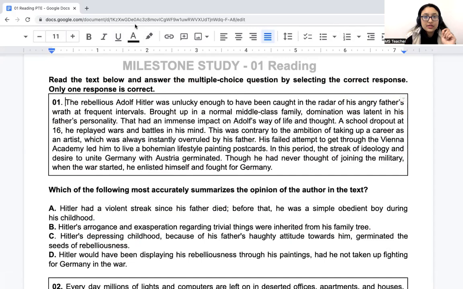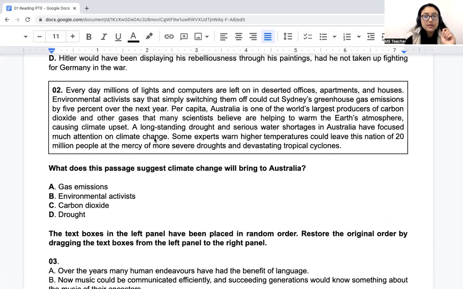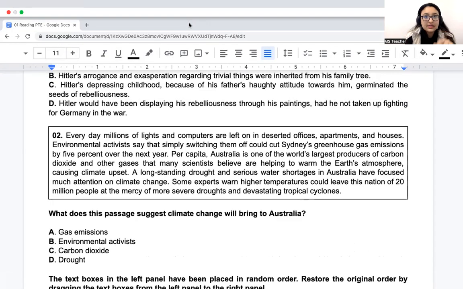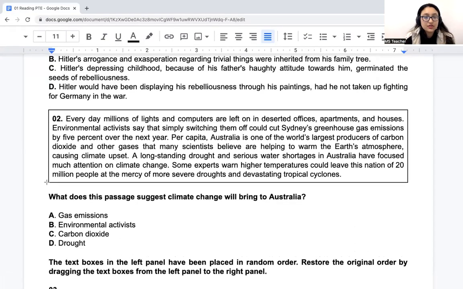This is multiple choice single answer, and then comes multiple choice. Oh, this is also single answer. Let's see what this question is asking us to do. What does this passage suggest climate change will bring to Australia? Climate change. So what is climate change? This word is a keyword and Australia is another keyword.